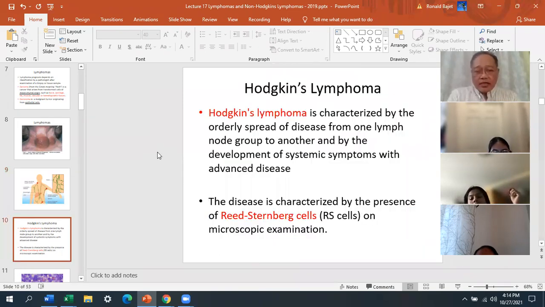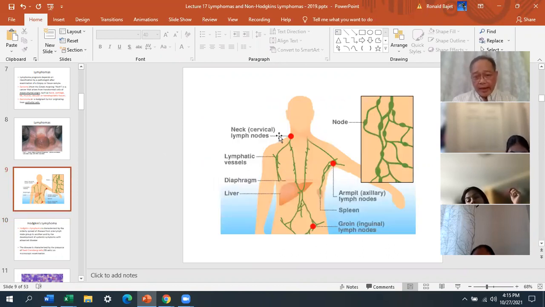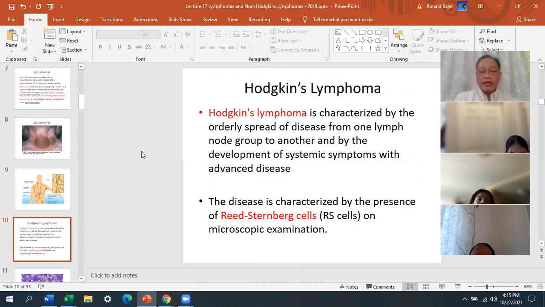Okay, so Hodgkin's lymphoma. Now, Hodgkin's lymphoma is characterized by the orderly spread of disease from one lymph node group to another lymph node group. So going from the neck to the armpit or the groin, depending on if you have it only here, or both here, or in all 3 areas. But in Hodgkin's lymphoma, it's the spread of the disease from one lymph node group to another. And then you develop symptoms accordingly.